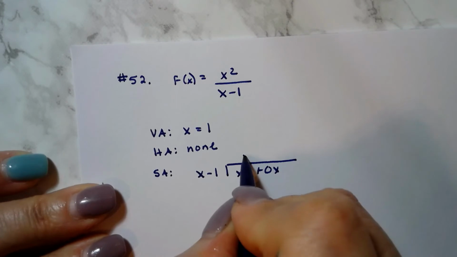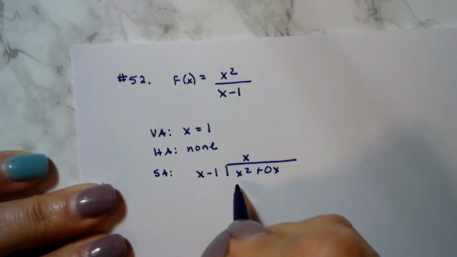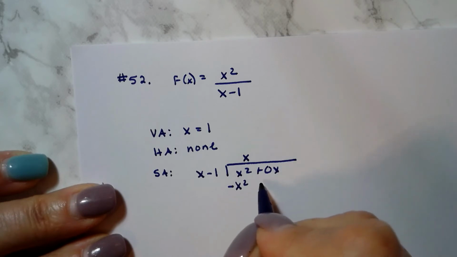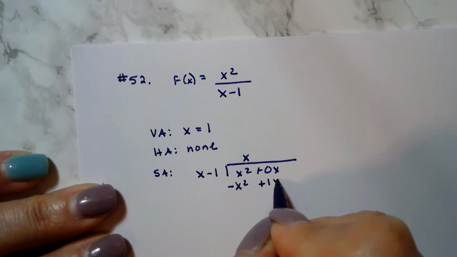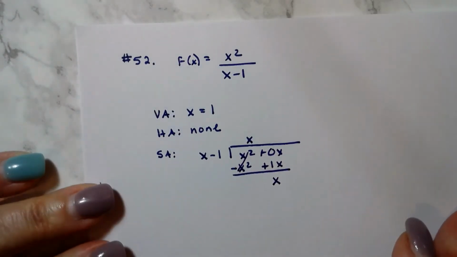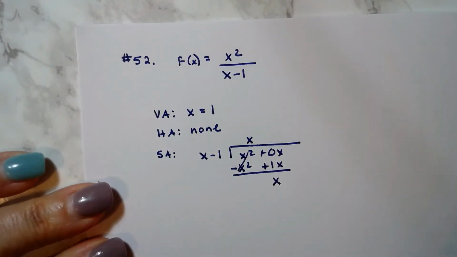X goes into x squared x times x is x squared, change the sign. X times negative 1 is negative 1x, but I change the sign to positive 1x. Those cancel, and I'm left with x. All right? Do it again.